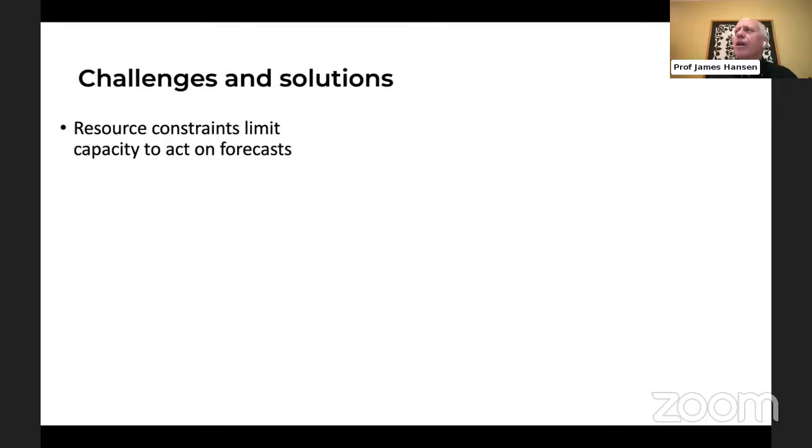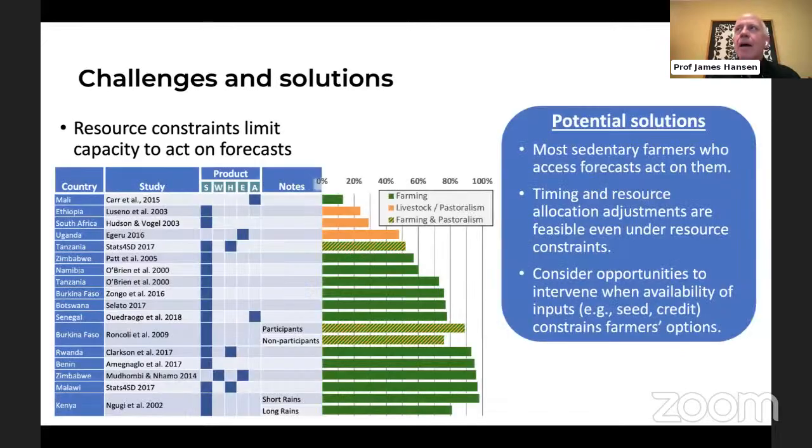So resource constraints. If we're talking about poor smallholder farmers, the factors that make farming difficult for smallholder farmers in general also affect their ability to act on seasonal climate forecasts. However, information has accumulated that shows that in most cases, smallholder farmers who grow crops at least as part of their farming systems, most smallholder farmers who access seasonal forecasts and other types of weather and climate information also do act on them.